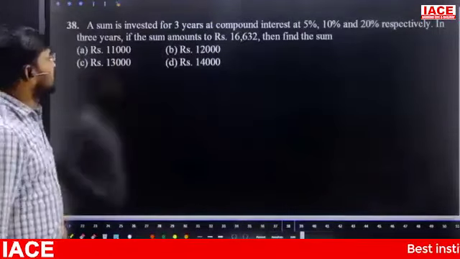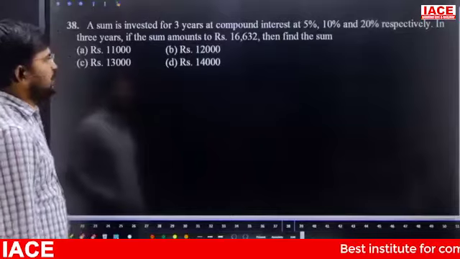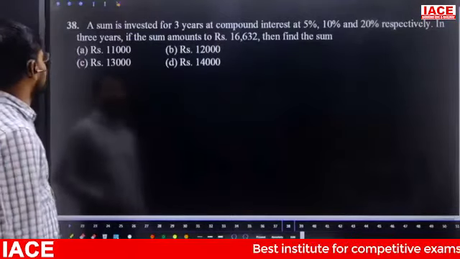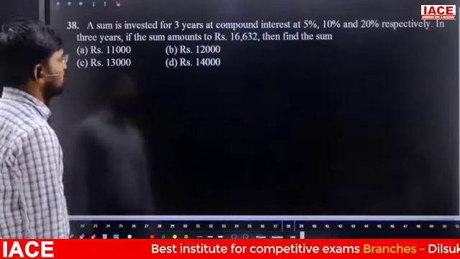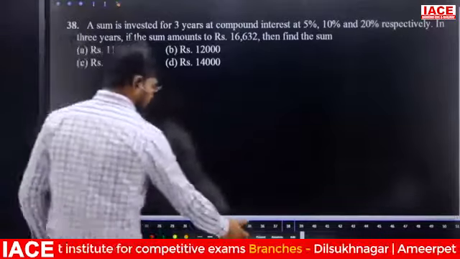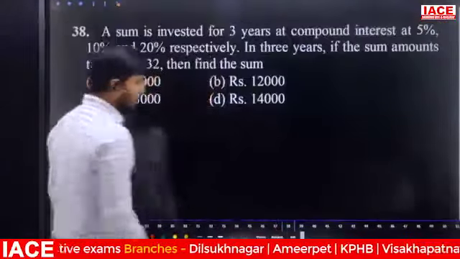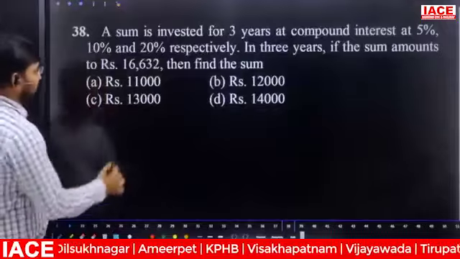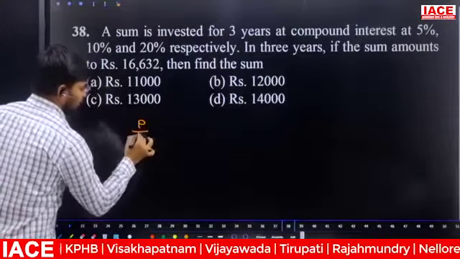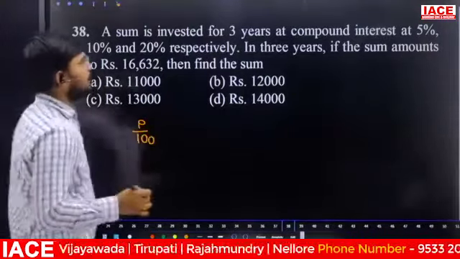A sum is invested for 3 years at compound interest at 5% per annum, 10% per annum, 20% per annum in 3 years. If the sum amounts to 16,632, then find the sum. So look at me, all of you. Principal I don't know, so I assume it as 100. So the rates of interest are what?